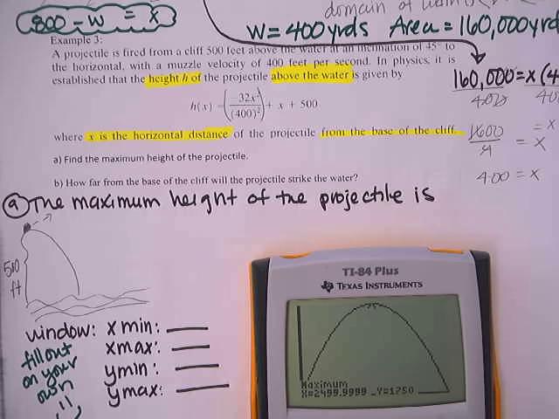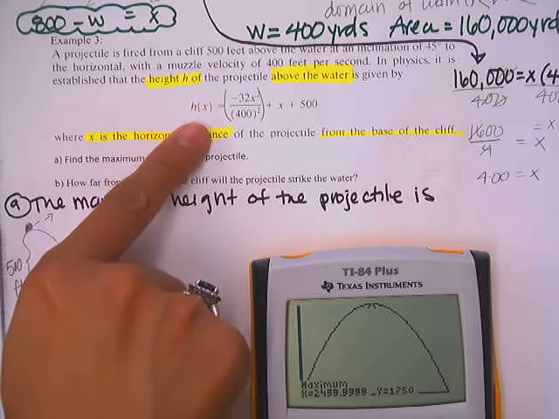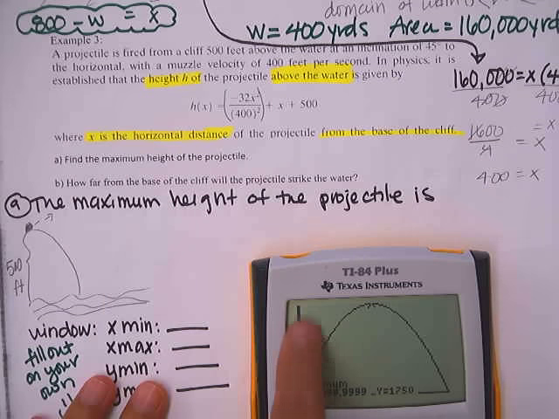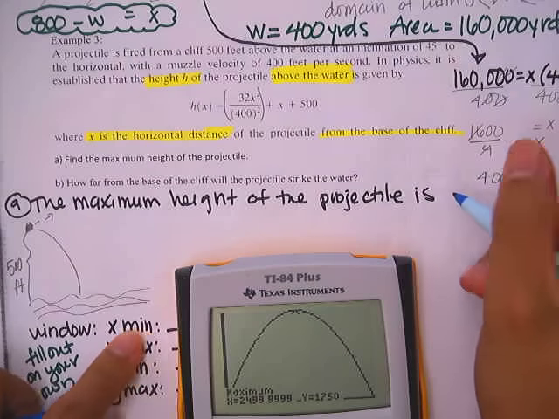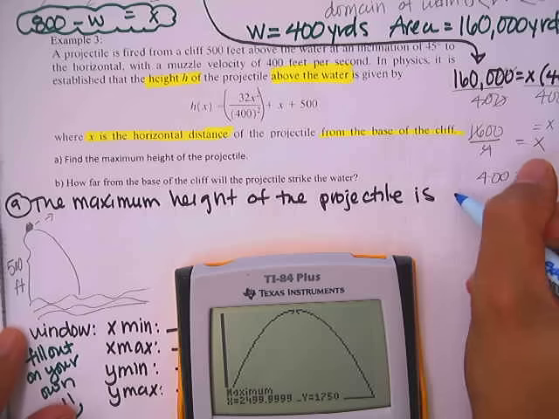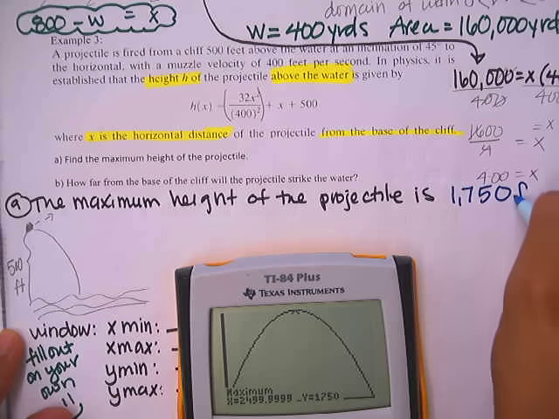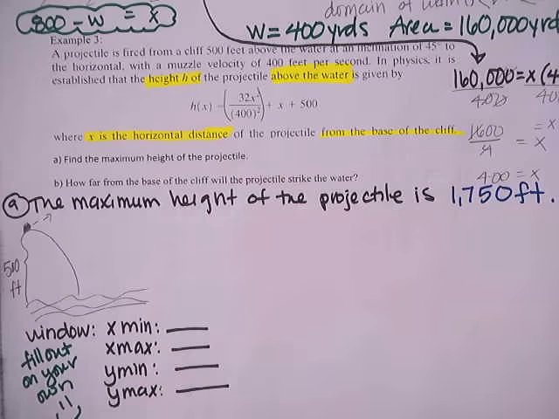No, you cannot do that because the maximum height, meaning I'm looking for H, and H in this equation is the output. So we have to write Y as our answer. So maximum height of the projectile is 1,750 and the unit of measurement is feet. All right, let's do part B.